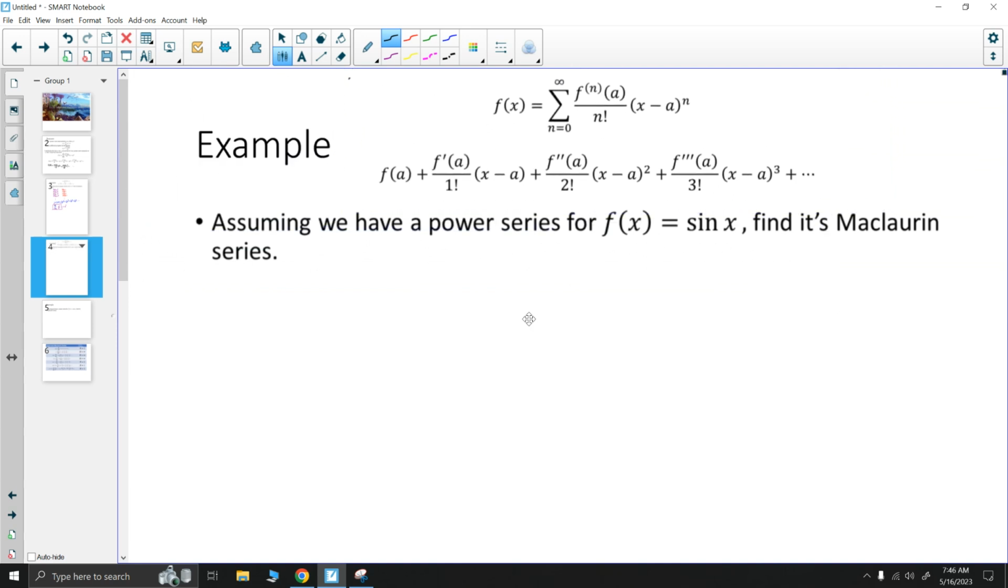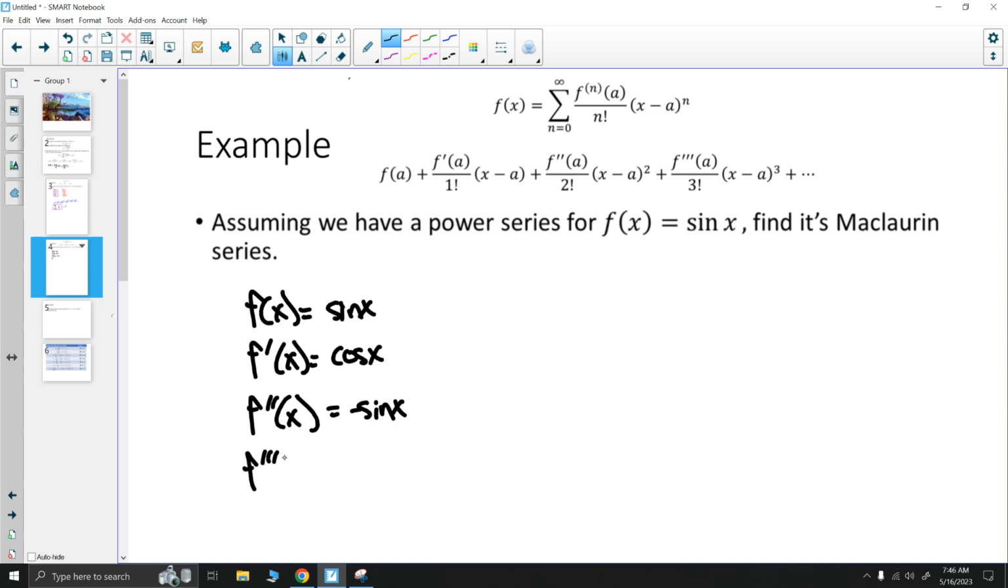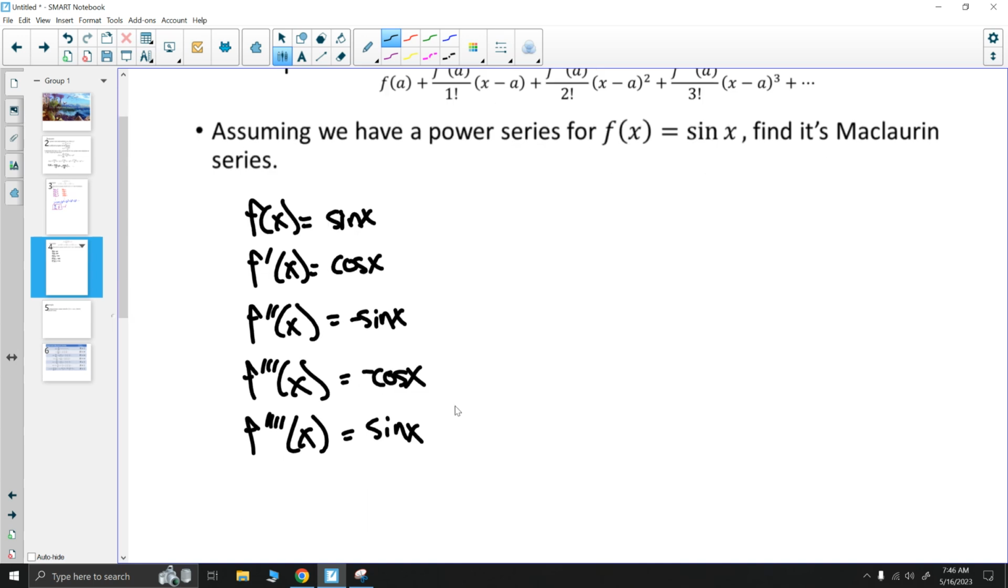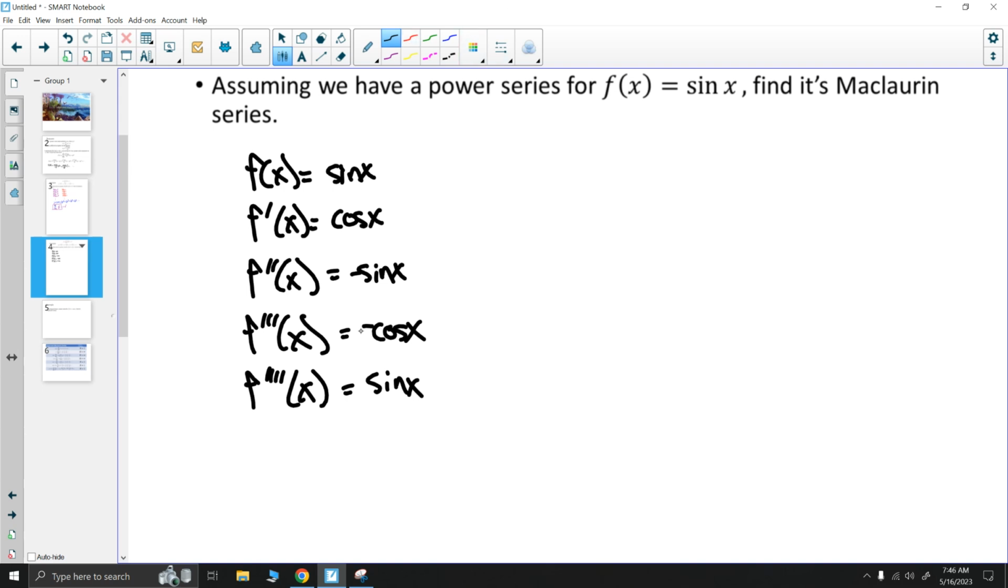Okay, so again, what we want to do is take the derivatives. If we know that f of x is sine x, f prime of x is going to be cosine x, f double prime of x is going to be negative sine x, f triple prime of x is going to be negative cosine x, and f quadruple prime of x is going to be sine x. And so that is where we now get some repetition here. It's sine, cosine, negative sine, negative cosine, sine, cosine, and so on and so forth.